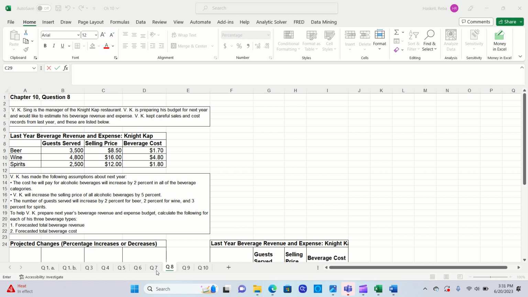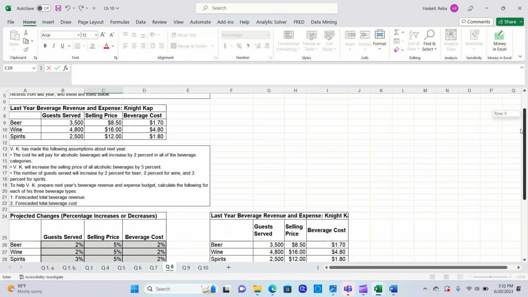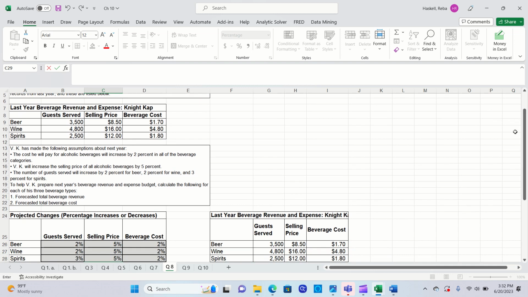All right, so question number 8. VK Singh is the manager of the Nightcap restaurant. VK is preparing his budget for next year and would like to estimate his beverage revenue expenses. VK kept careful sales and cost records from last year, and these are listed below. All right, so his assumptions about next year: he's going to pay 2% more on his beverage categories, his costs. He's going to increase the selling price of alcoholic beverages by 5%. The number of guests served will increase by 2% for beer, 2% for wine, and 3% for spirits. And let's help him calculate his revenue and expenses for next year.